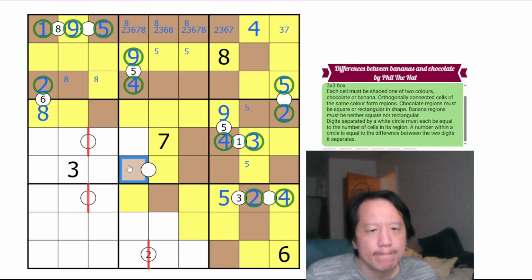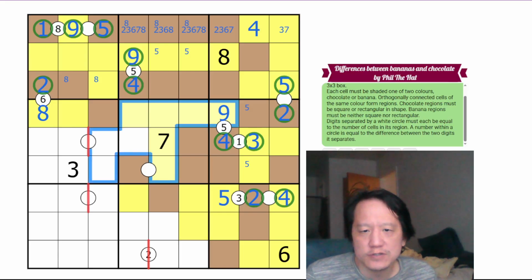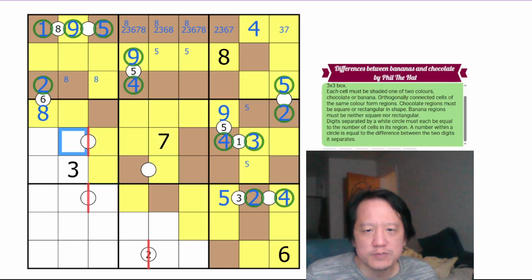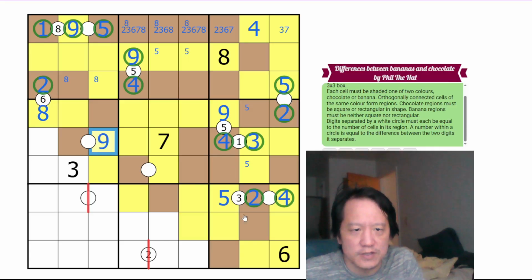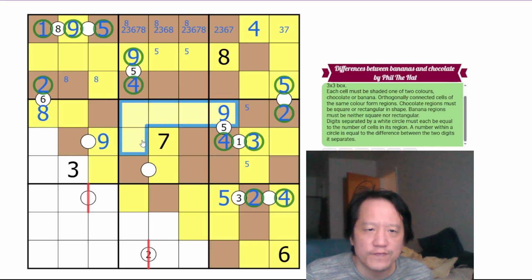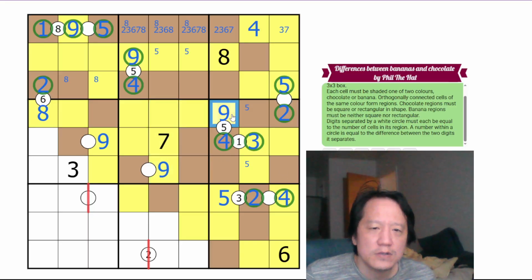I think this might have to be part of the... Oh yeah, it has to. 1, 2, 3, 4, 5, 6, 7, 8, 9. So then this is all yellow, which means this must be brown. This is size 9. Oops, 9. 1, 2, 3, 4, 5, 6, 7, 8, 9. This has to be 9 also. So then these are all done.